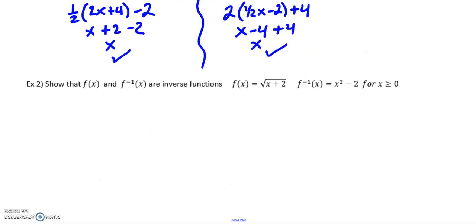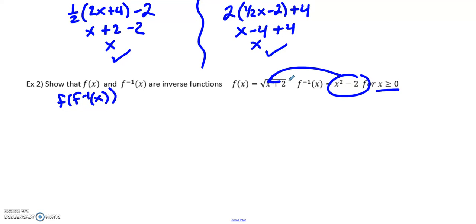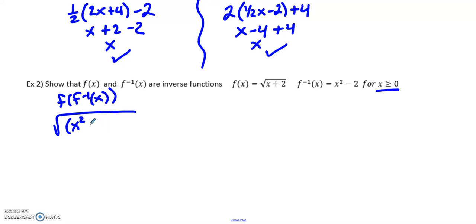If you notice right here, I give a restriction for the domain for my inverse, which in this case doesn't really matter because I'm just demonstrating they are inverses. That just makes it more mathematically correct whenever I talk about it being the inverse of that square root. So if I want to show two things, I'm going to show first that if I put the inverse into my original function, I get what I want. So that's going to be the square root of (x² - 2) + 2. Notice that the parentheses don't do anything for me there, so the negative 2 and 2 cancel out, and I get just x.